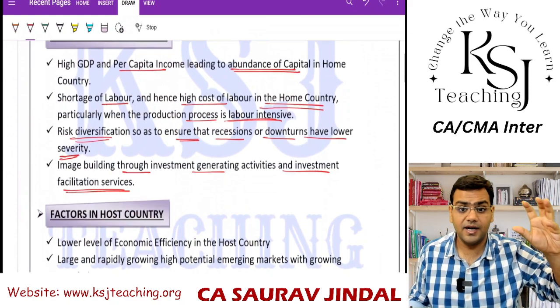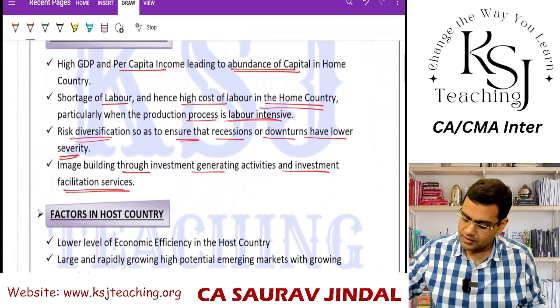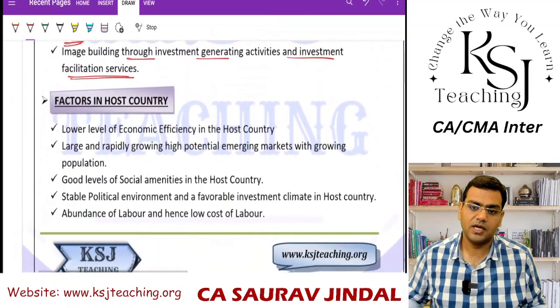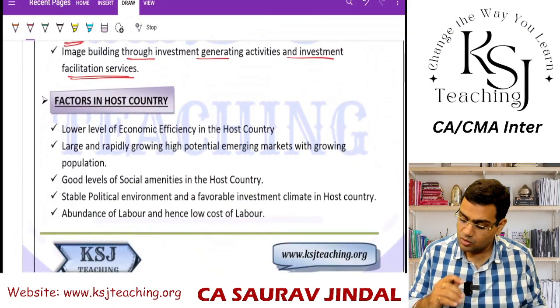X invested in India, right? He is doing a good job. He is a good person. Then what are the factors in the host country for the FDI? What are the various factors which contribute in the host country?